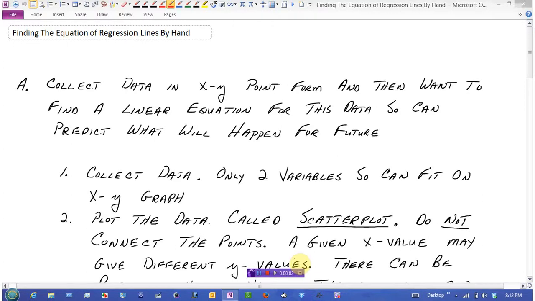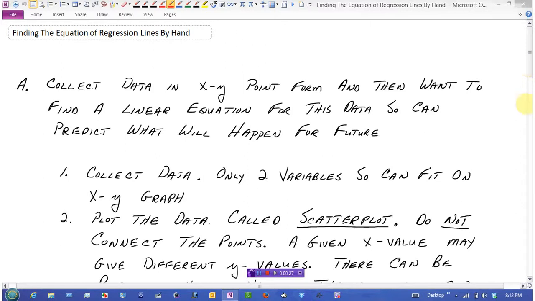In this lesson, we're going to find out how to write the equation of regression lines. What that is: you may go out and collect a lot of data and then plot that on a graph. It would look like a scatter plot. And then you want to draw a line through those points and come up with a line that predicts what will happen in the future. And that's what a regression line is.